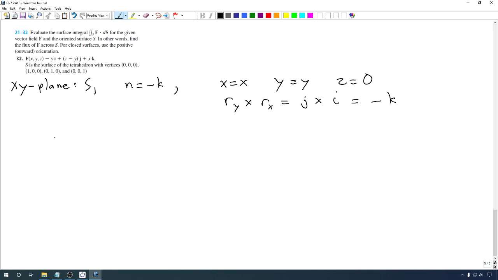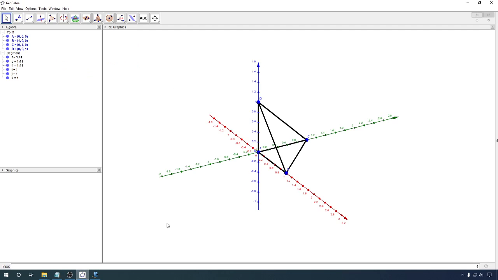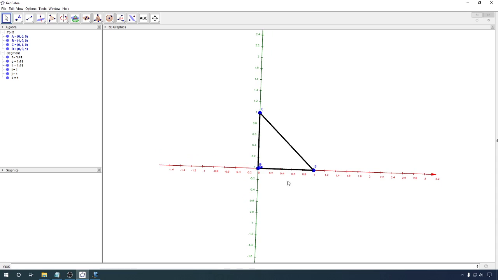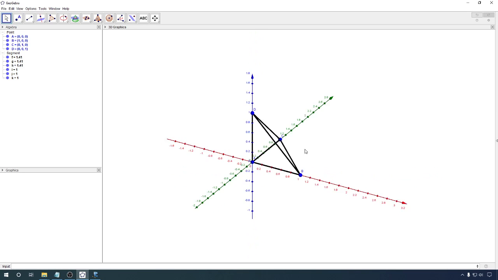Our integral then, so the integral over S1 of F dot dS is going to be the integral from 0 to 1, 0 to 1 minus x. Remember, we are integrating over the triangle, and this is a limit for that triangle. So x is going from 0 to 1. So let's look at the picture here. So our x-axis is the red one. x is going from 0 to 1. y is going from 0 down here to 1 minus x as that top line.